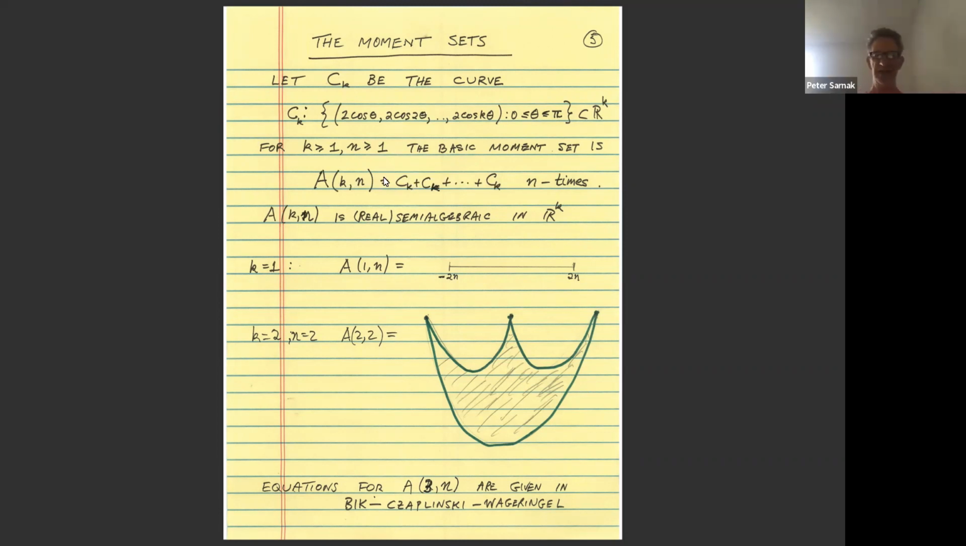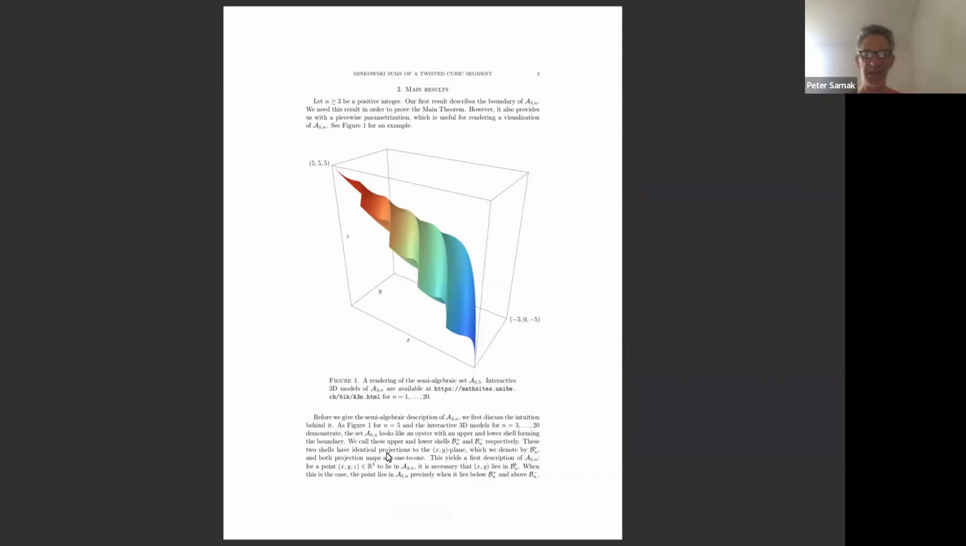So this A_{k,n} is a real semi-algebraic set. I'll give you some pictures of it in a second. k equals 1 was just an interval, as you saw. k equals 2, you can draw it yourself. It looks like this shield. And for k equals 3 and arbitrary n, equations were written down by Beck and his co-authors. And this is from their paper. This is what A_{3,5} looks like.